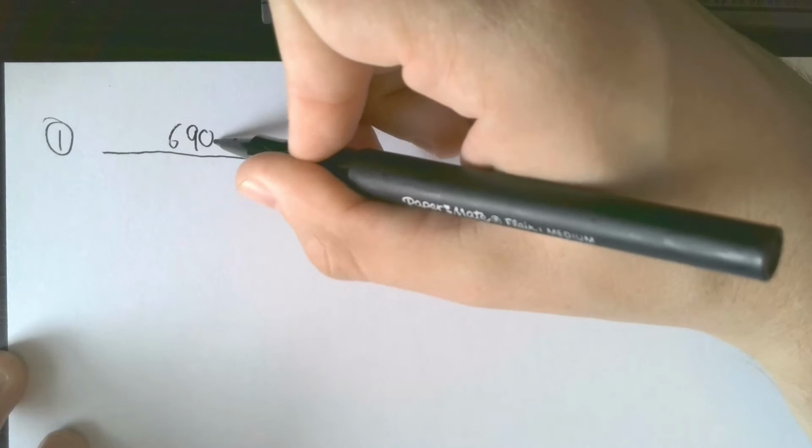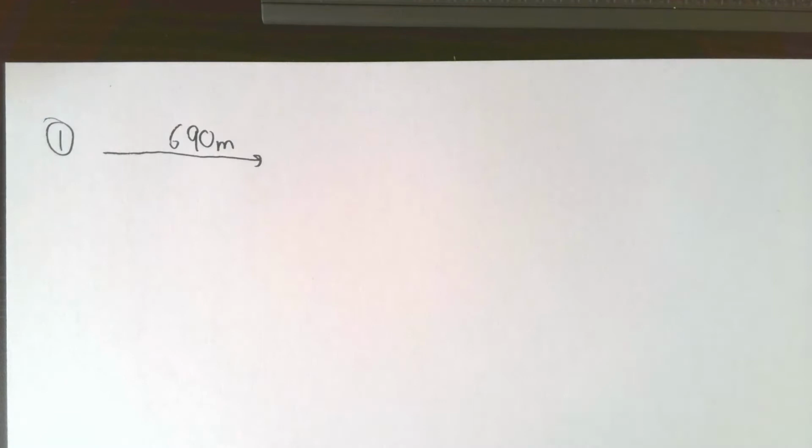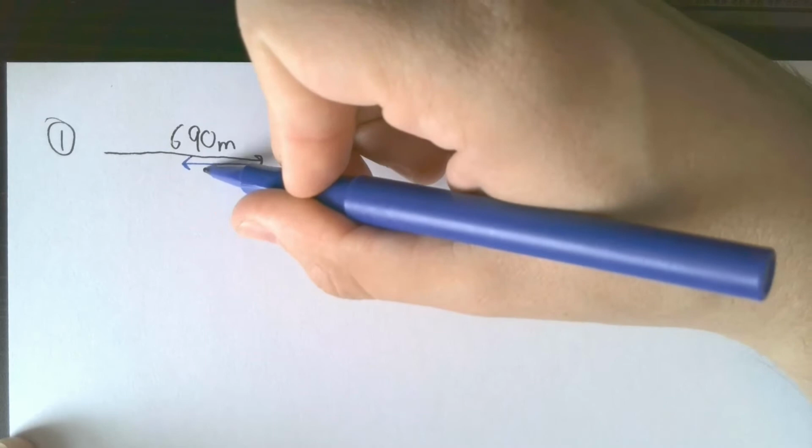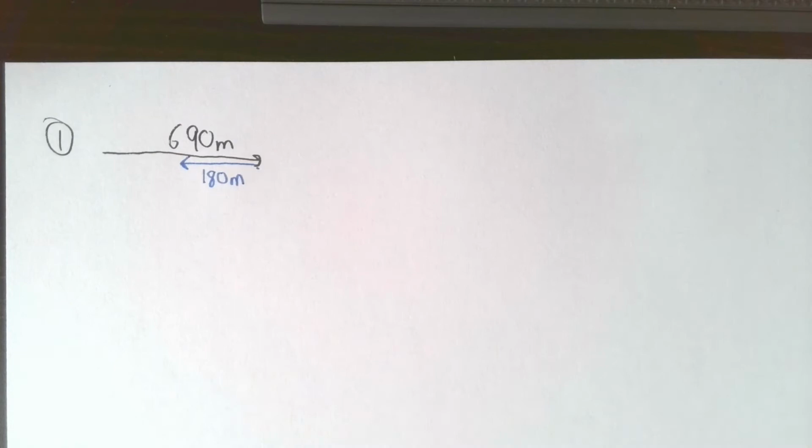Then the whale turns around from that arrow and goes west. So it's 180 meters west. My blue arrow is shorter because it's a smaller distance. And then in green here, they're going to turn around again and go 370 east.